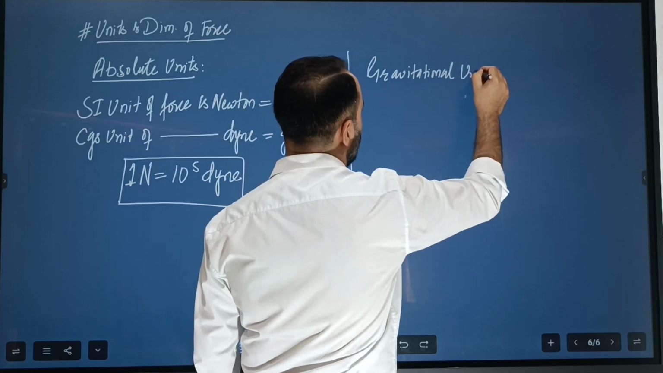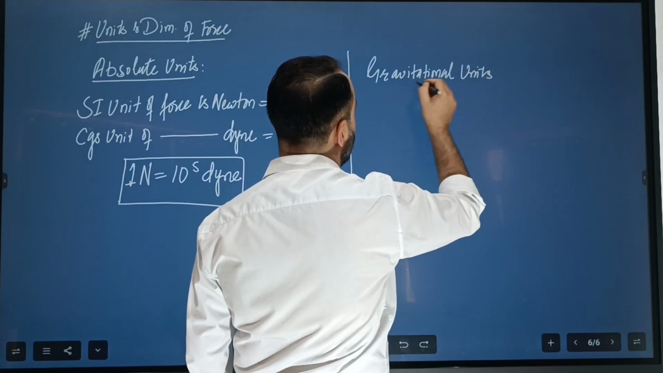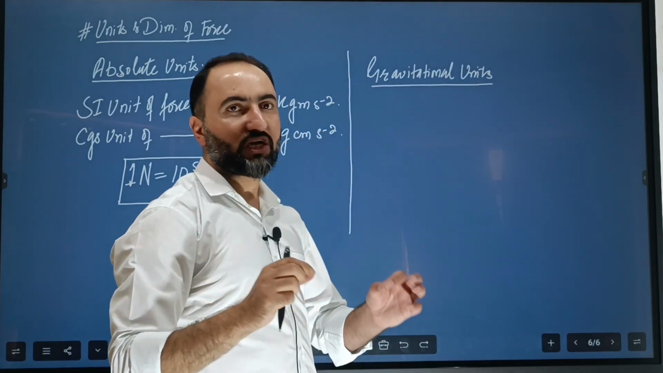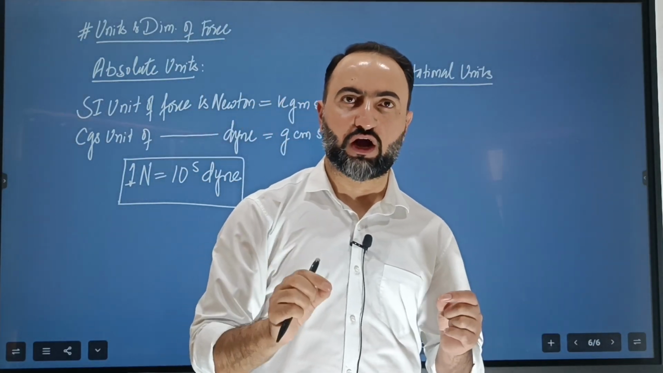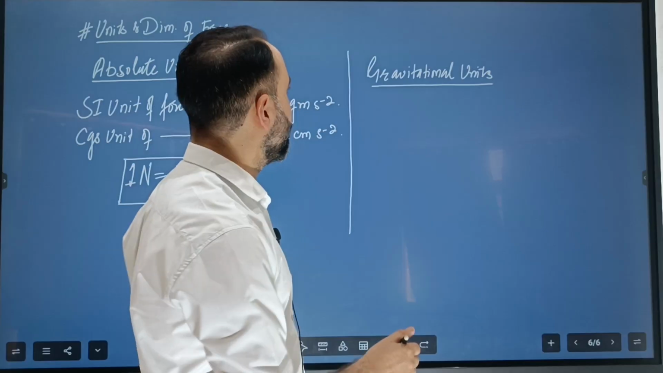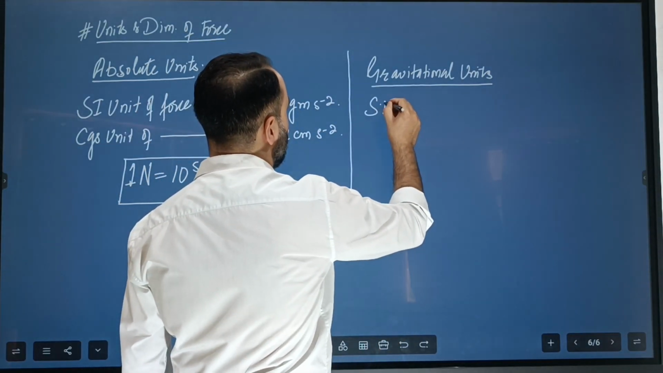Gravitational units. Absolute units, there are two. Number one SI, number second CGS. SI unit is what? Newton. CGS unit is what? Dyne. 1 Newton is 10 raised to power 5 dyne. Now here we have again SI units and CGS units.